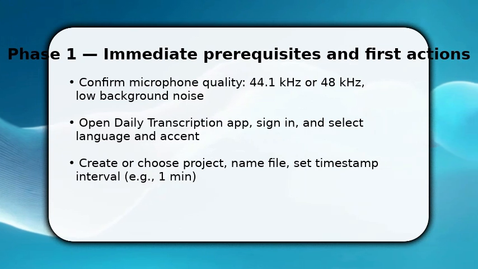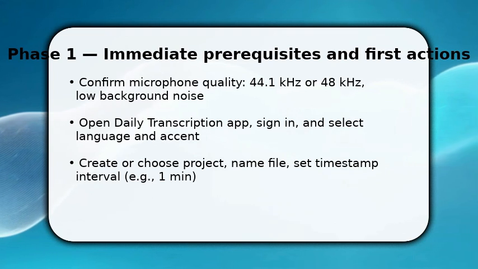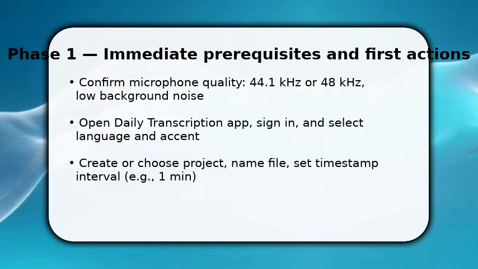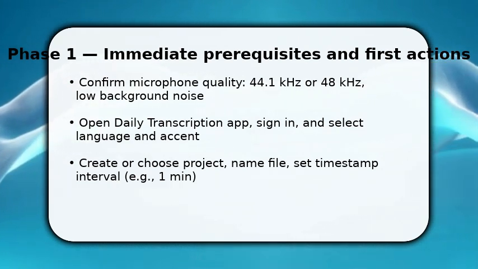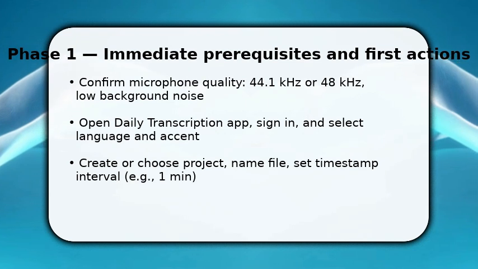Next, pick the recording language and accent so models match your speech. Create a project and name the file for easy retrieval, then set the timestamp interval. 1 minute is common. Start a short test clip to verify levels. This first run removes surprises and ensures your main recording will be clean and transcribable.